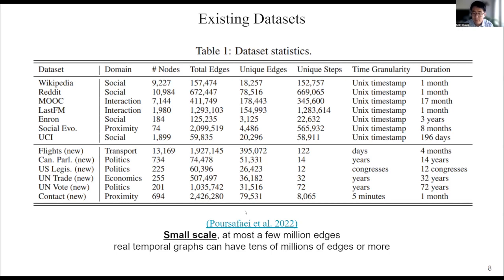And real temporal graphs that happen every day, such as social networks and so on, can have tens or even hundreds of millions of edges.